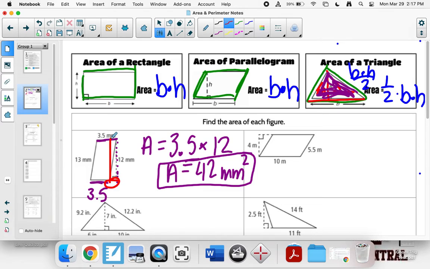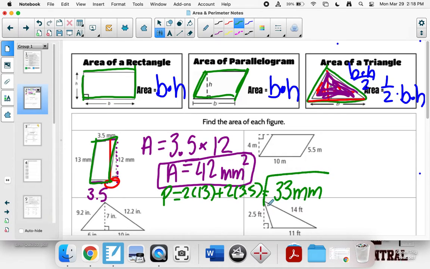But let's find the perimeter of this one, we'll only find one perimeter. So perimeters are around, so am I gonna use my 12 to find the perimeter of my parallelogram? No. I'm gonna use what numbers? 13 and 3.5. Yep, 13, 3.5, 13, 3.5. So you gotta find 26 plus 7. So, 26 plus 7 is how much? 33. Yeah. And then we have the same units, not squared.